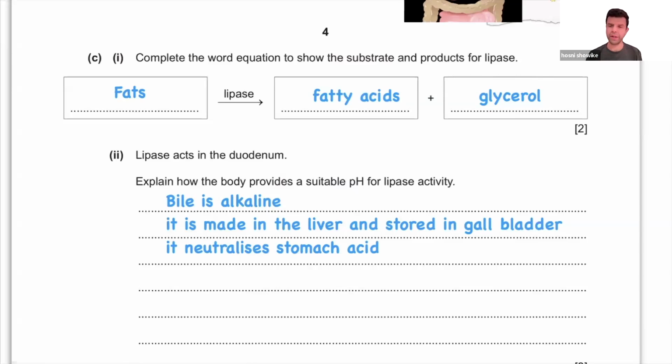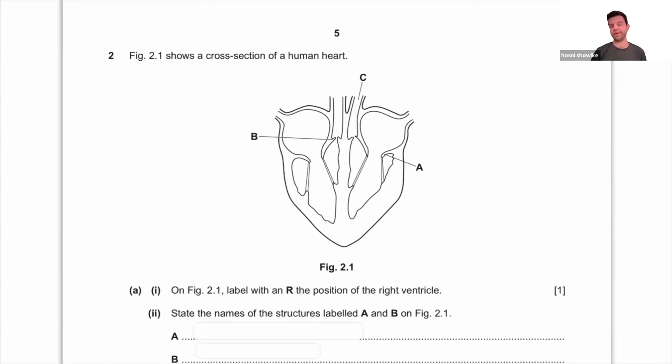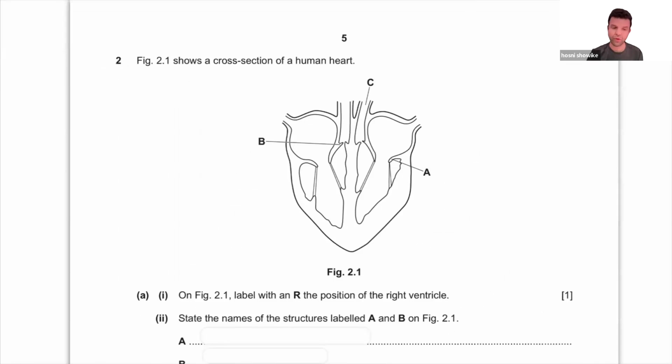I'm gonna now go to question 2, which is about the circulatory system. They said, state the name of the structures labeled A here and B. So they wanted you to label the valves that you have right here inside the heart.